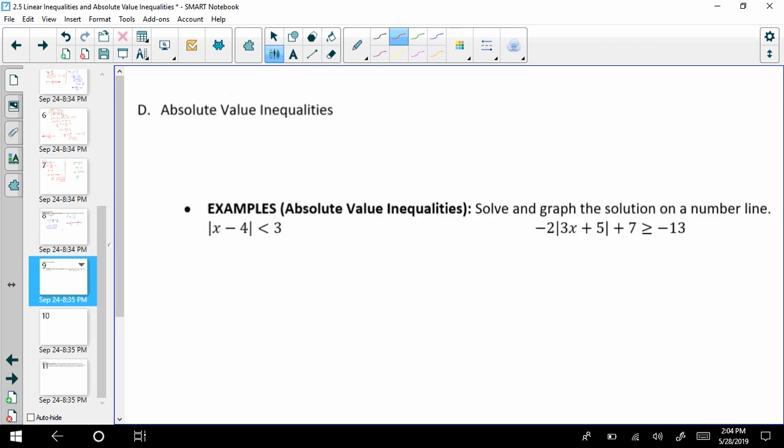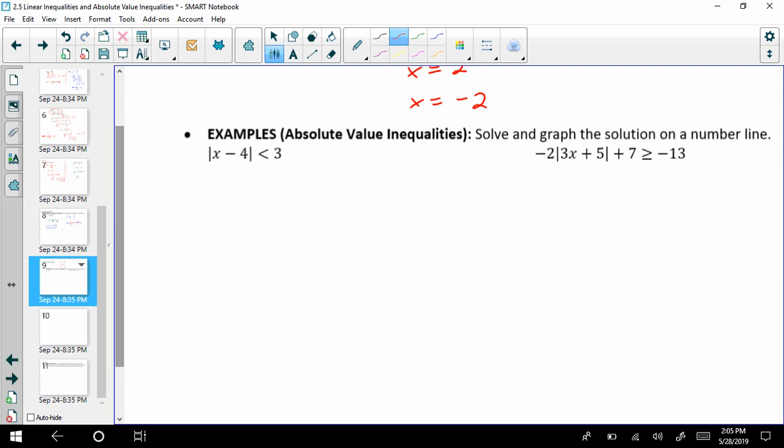And finally, we have the absolute value inequalities. Remember, in the last section, I said if you were solving an absolute value equation, you would get two answers out. Because technically, like on this one, two numbers would make that work. The absolute value of 2 is 2, and the absolute value of negative 2 is also 2. It's going to be the same concept for inequalities. So let's solve and graph the solution on a number line.